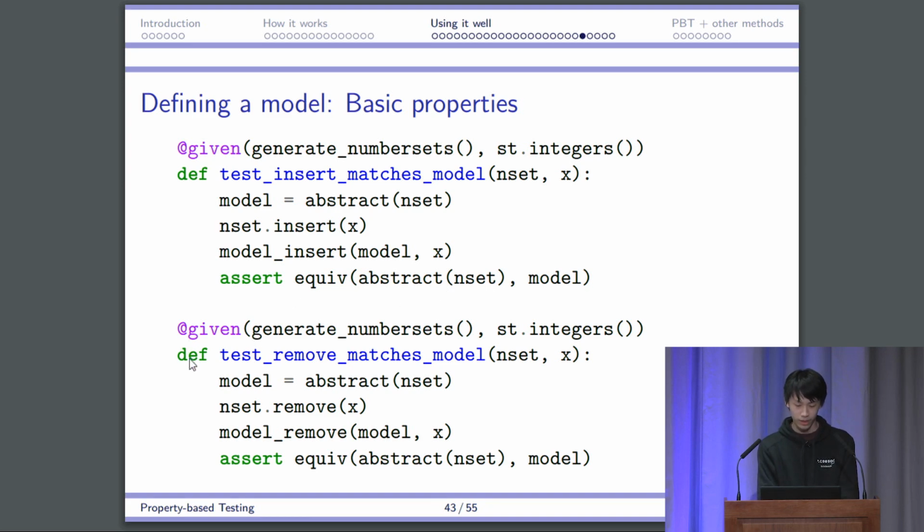Okay, and here's a second test that I could write, which is for remove, and it basically has the same structure. I take the number set, I immediately convert it to a model, I apply the same operations to the number set and the model, and then I abstract the number set, and I check if the two models produced are equivalent. Okay, perfect. Now we can test each operation in isolation. However, what if we just wanted to throw a large number of test cases at our model and see if the output still somehow stays the same?